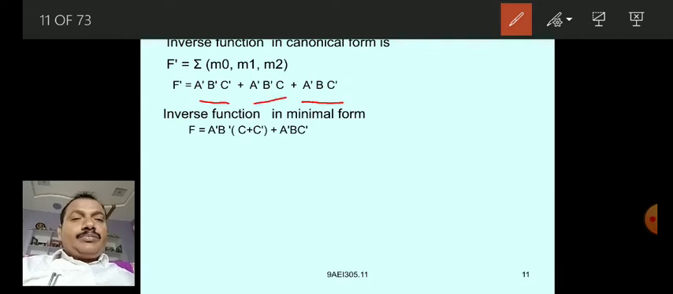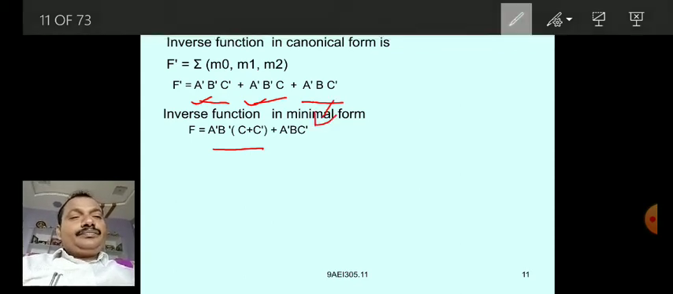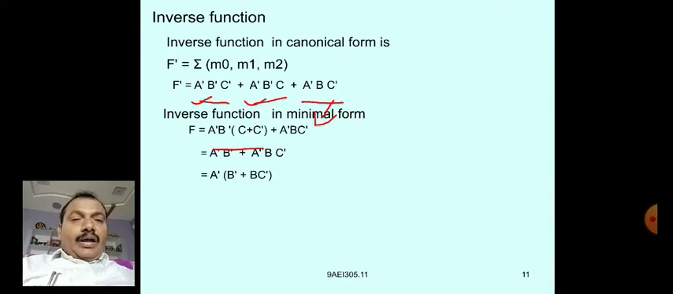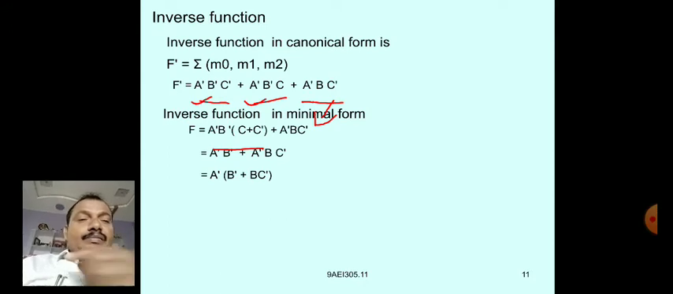So from these two terms you have to take A bar B bar common, and you will get this term, and this you take as it is. Okay, next, you got that expression because C plus C bar is 1. After that, take A bar common, then you get B bar plus B C bar.